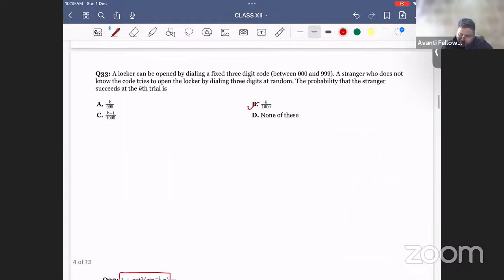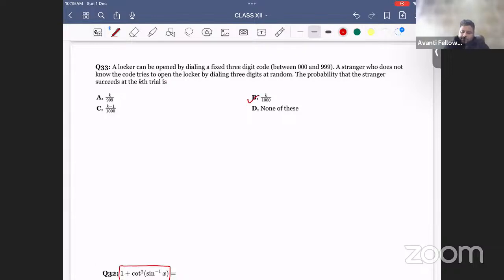Now, come to another question. A locker can be opened by dialing a fixed 3-digit code between 000 to 999. A stranger who does not know the code tries to open the lock by dialing 3 digits at random. Probability that the stranger succeeds in the kth trial. Am I clear?